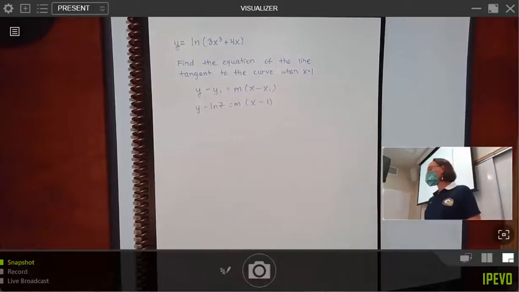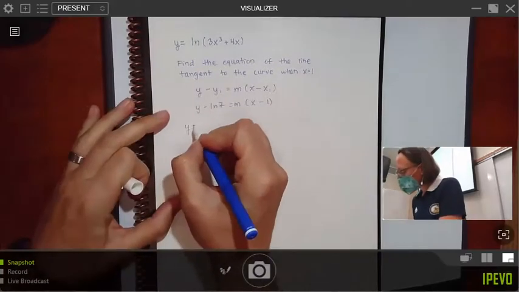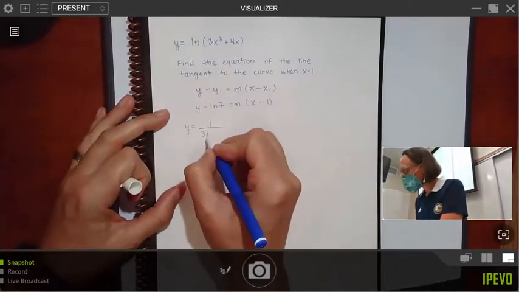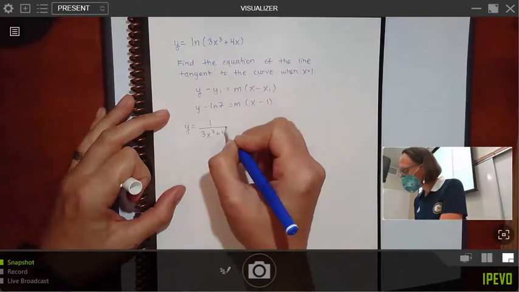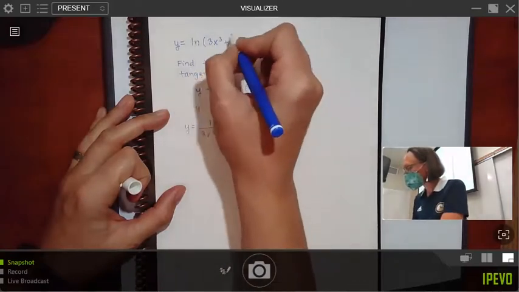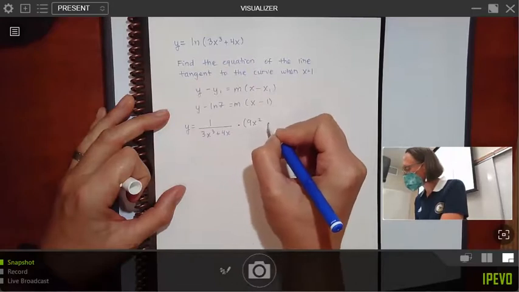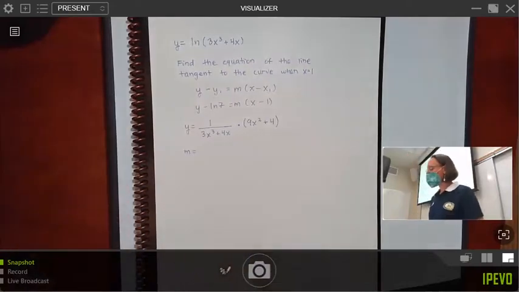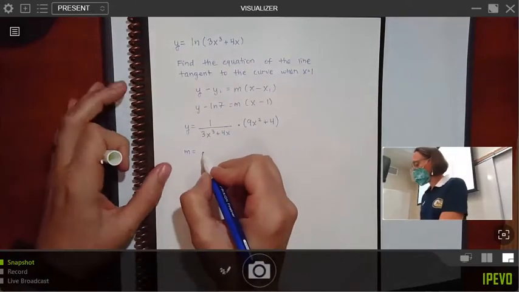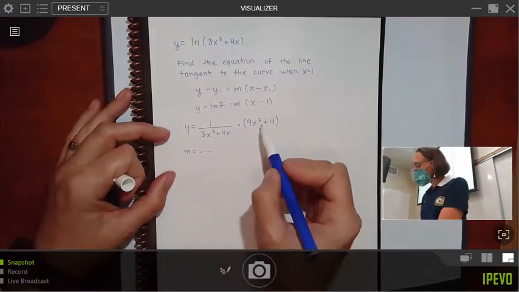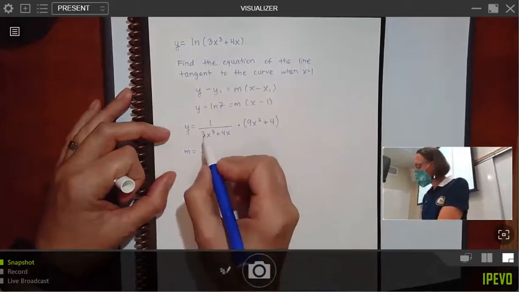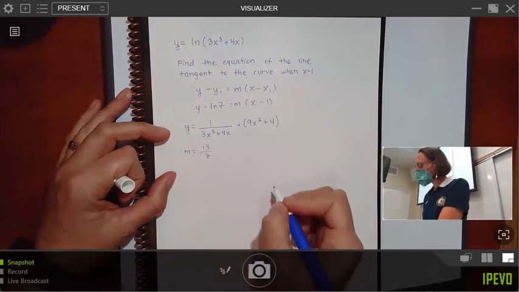Now, also, maybe you looked at this problem and you were like, I know I'm supposed to take a derivative of something. Maybe you know the derivative. Well, the derivative of natural log of some stuff is 1 over that stuff times that chain rule part where we take the derivative of the inside. So I'm looking at 9x squared plus 4. In particular, my slope is going to come from that derivative after we plug in 1 for x. So if I plug in 1 for x, 9 plus 4, I'll get 13 on top. And I think I'll get a 3 plus 4 on the bottom. So my slope would be 13 over 7.